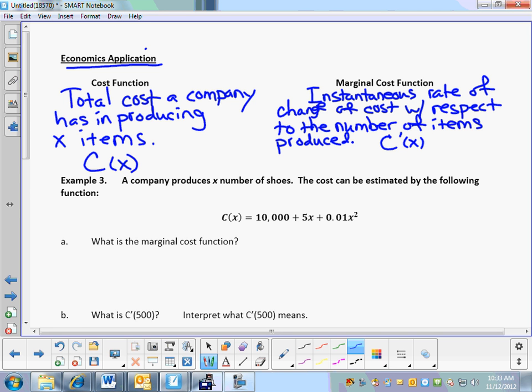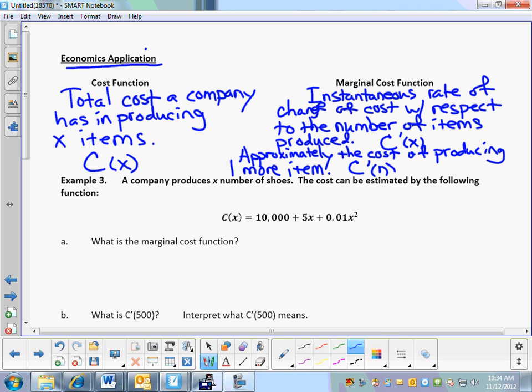It relates to supply and demand. I'll make that connection here, but not necessarily. Approximately, right, somewhere else then: the cost of producing one more item. C prime of n is approximately equal to C of n plus 1 minus C of n.